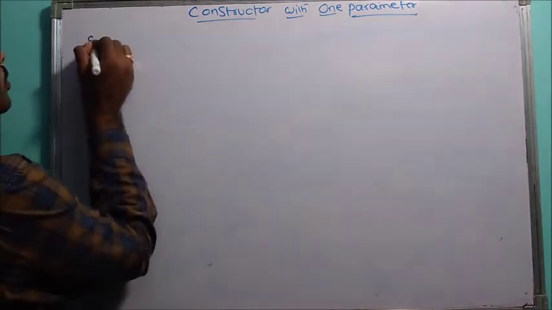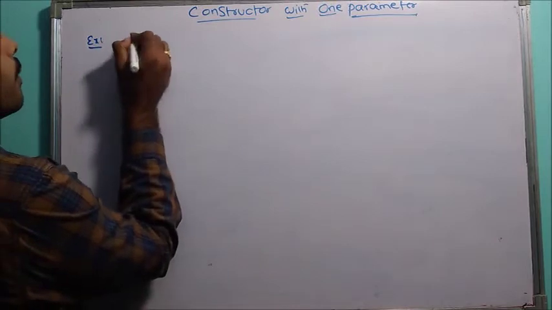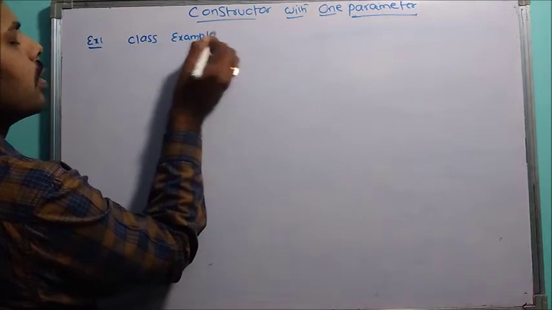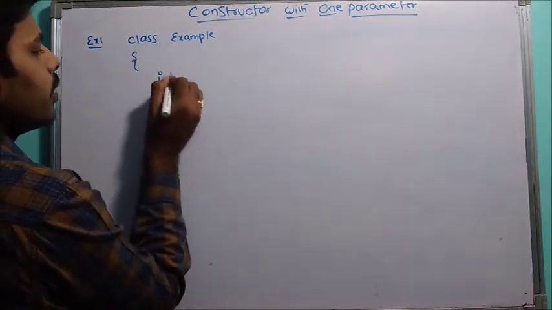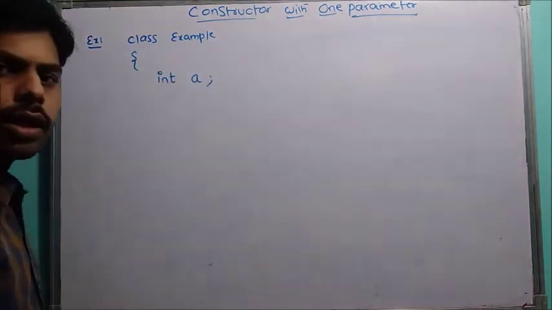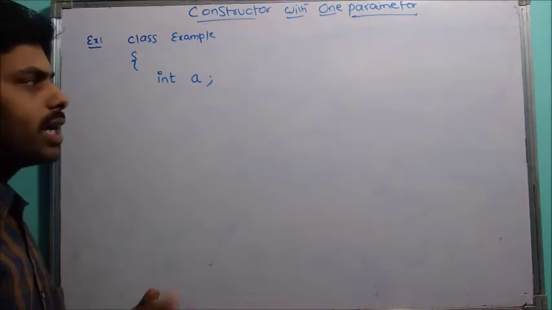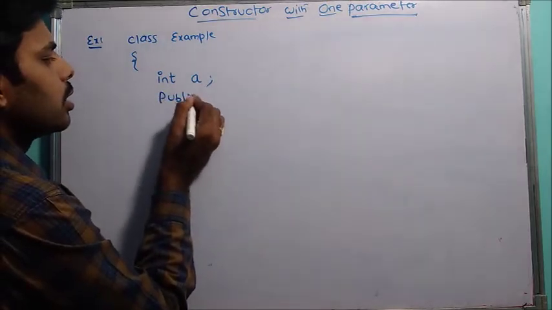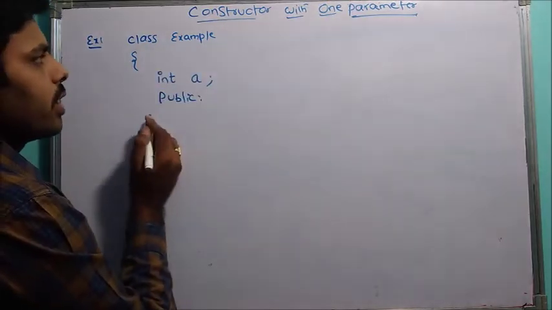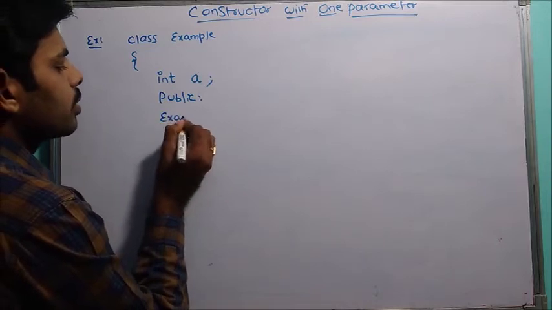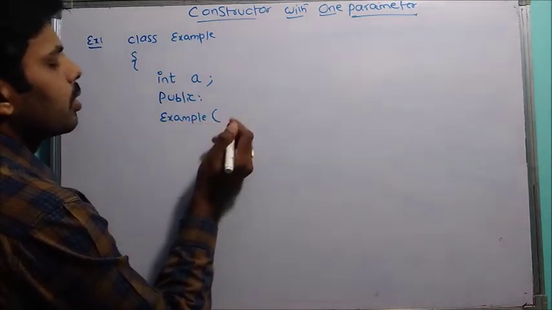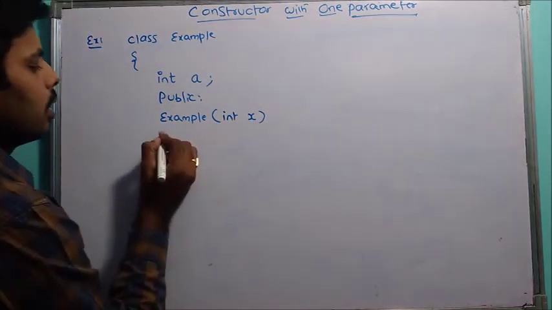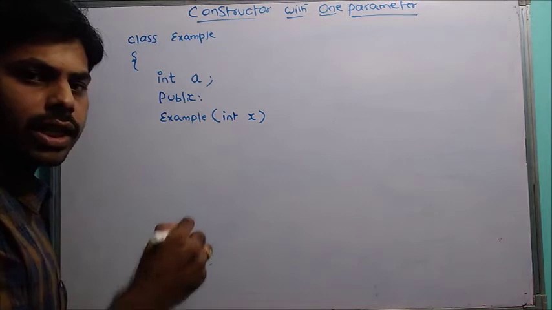So example, class, the class name is example. I am declaring one variable, that is int a. I am not mentioning any access specifier, so by default this variable is private. In the public part, one constructor function is there, that is example with one parameter. So I am defining my constructor function inside the class.